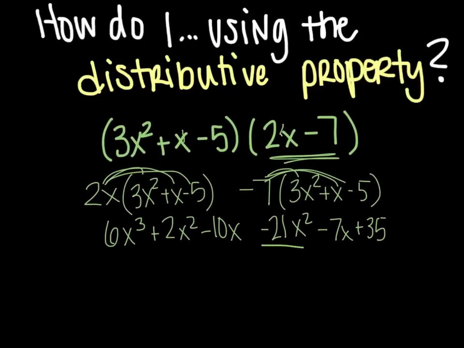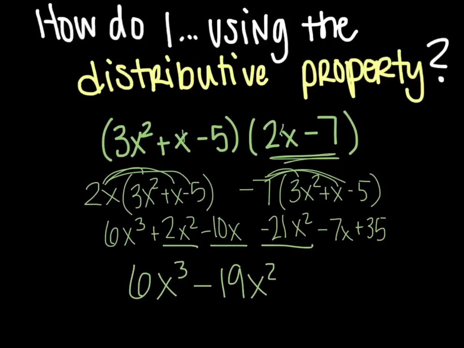So anything you see, so here we have a 2x squared and a -21x squared, so 6x cubed, and then combining those two would give us -19x squared. -10x and -7x make -17x, and then plus 35 would be the final answer.